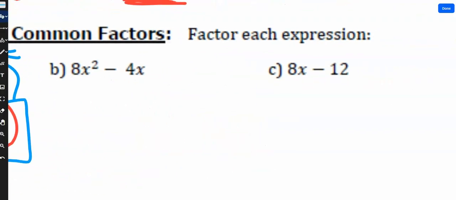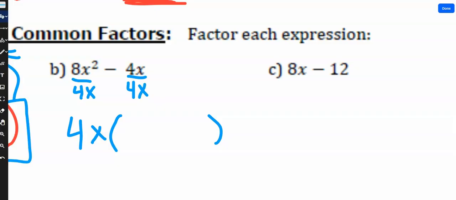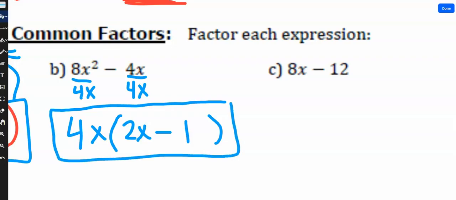So if I go to the next one and look at it, let's write that down a little bit farther. They each share a 4 and an x. Remember that what you're doing is you're dividing each one of these by 4x. Of course, there will be a minus in between this time. And the first one would be 2x. And the last one would be a 1. So that's your final answer on part B.